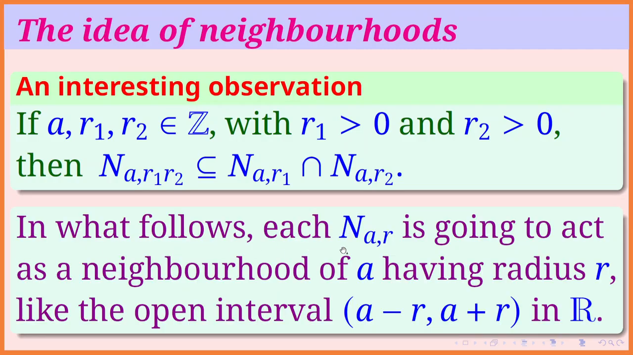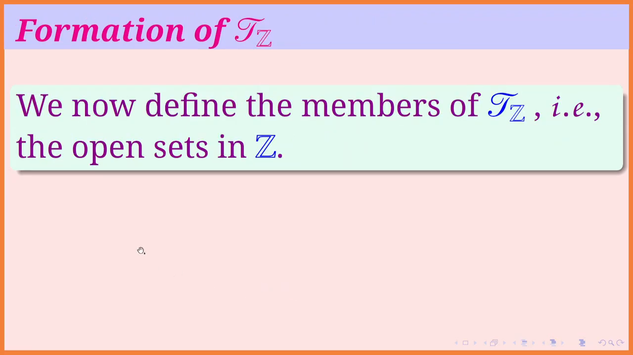In what follows, each N_{a,r} is going to act like a neighborhood of a having radius r. That means, if you consider the real line, N_{a,r} is going to act like the open interval (a minus r, a plus r). So let's see how it happens.